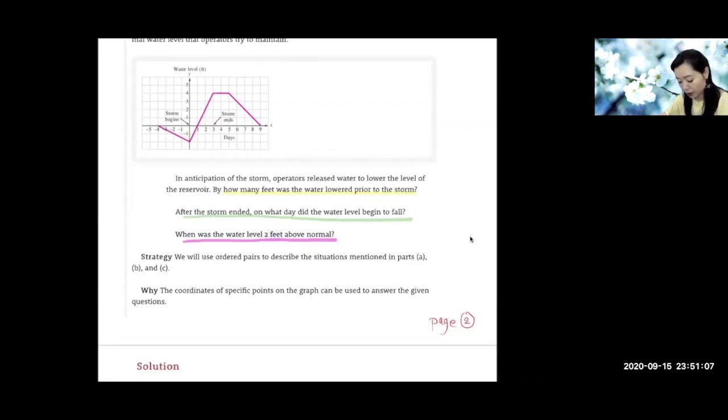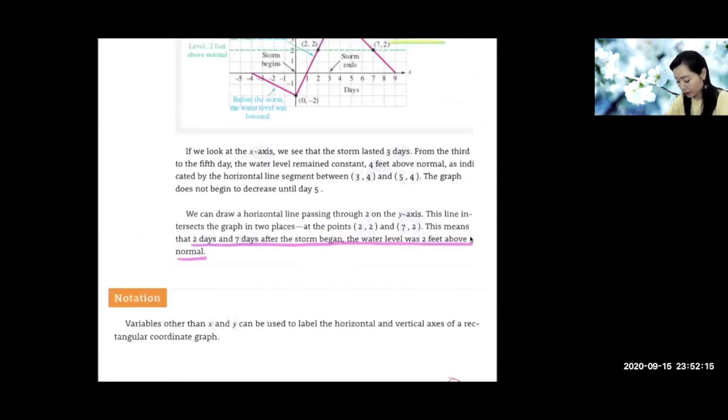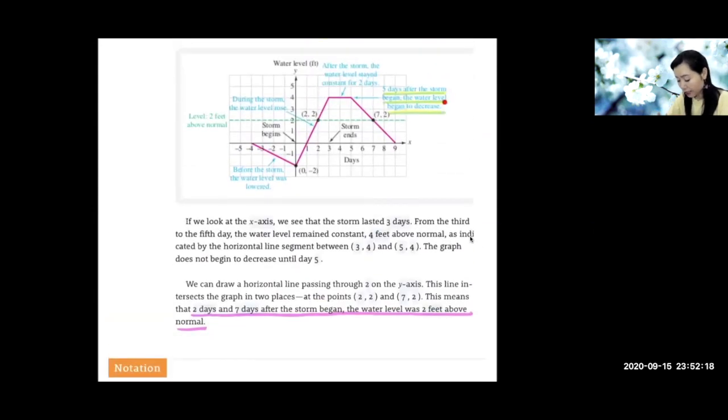The second question: after the storm ended, on what day did the water level begin to fall? Well, the storm ended here, at day 3. Looks like the water level is going to stay the same over here, and after that it's going to fall. So this day here, the water level began to fall, which is 5 days after the storm began. 5 days after the storm began, the water level began to decrease.